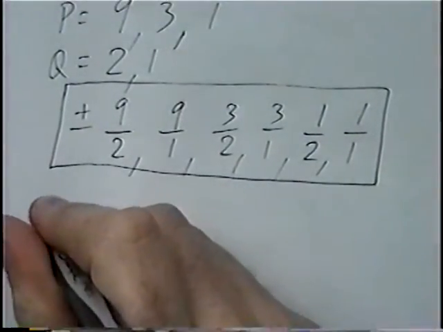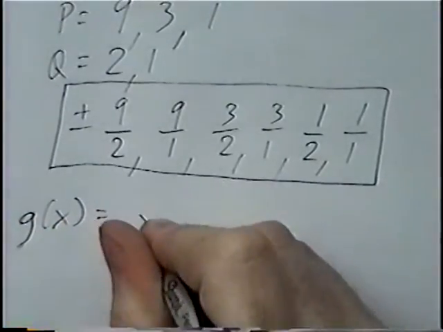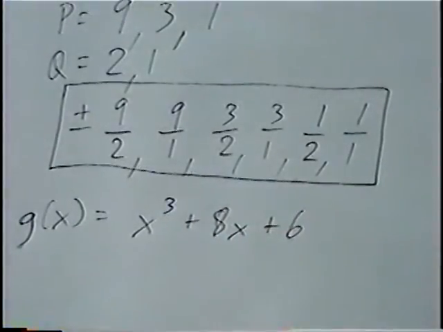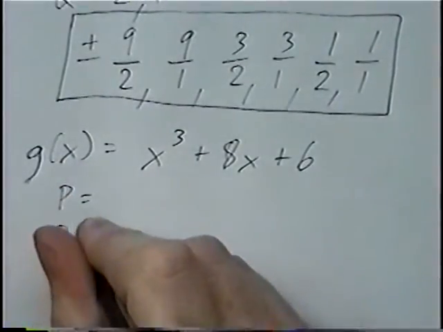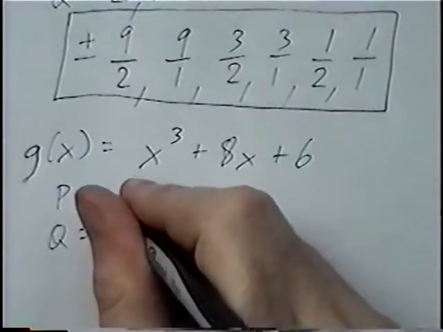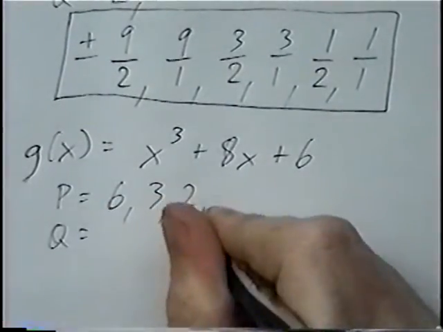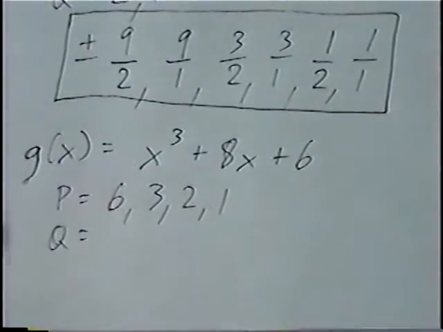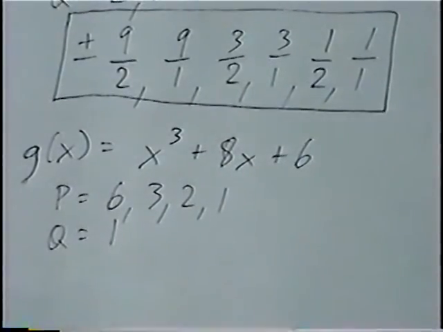And last function we'll look at, g of x equals x cubed plus 8x plus 6. And again, to find the possible zeros, we'll find the value of p and q, and then list out the fractions. P again is the last number, the constant 6, and all the factors of 6, which would be 6, 3, 2, and 1. And q is the leading coefficient, or number in front of the highest degree. In this case it is 1, and the only factor of 1 is 1.